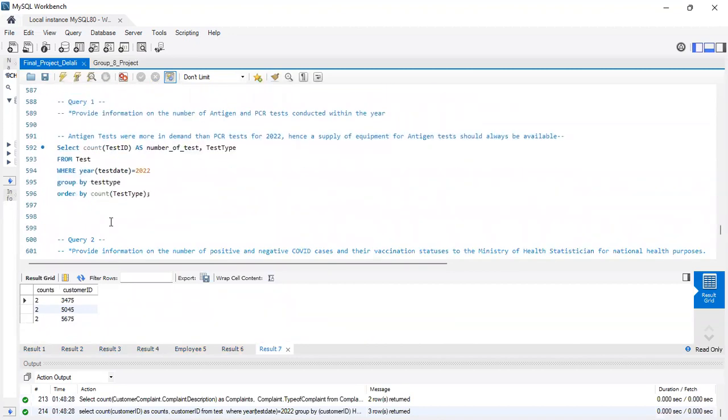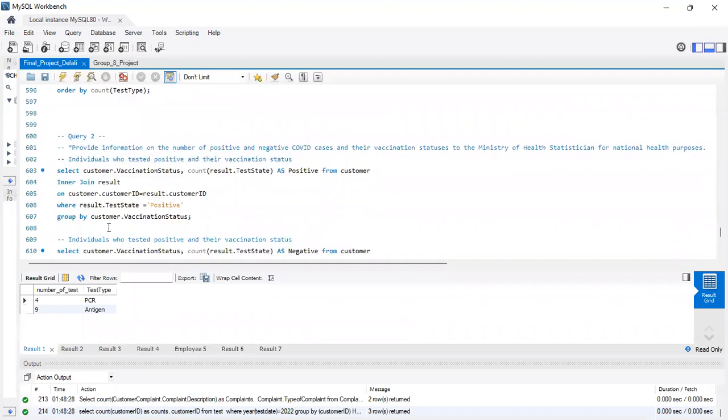For the first query, the first functionality says provide information on the number of antigen and PCR tests conducted within the year. So for the first query, we are counting the number of tests for the year 2022, and we are grouping by the types of tests. So from the output, we can see that in the year 2022, PCR test was ordered 4 times and antigen test was ordered 9 times.